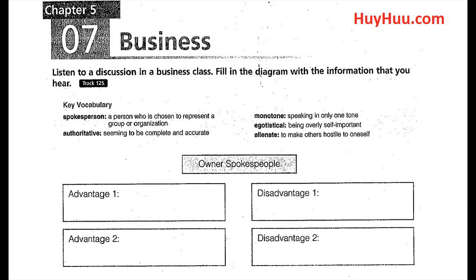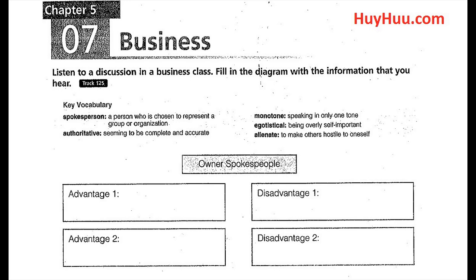Another advantage is that it can give an advertisement a sense of authority. If a message is coming straight from the owner of the company, it can give an authoritative vibe, a feeling to the message. People might be more likely to believe what the speaker has to say.